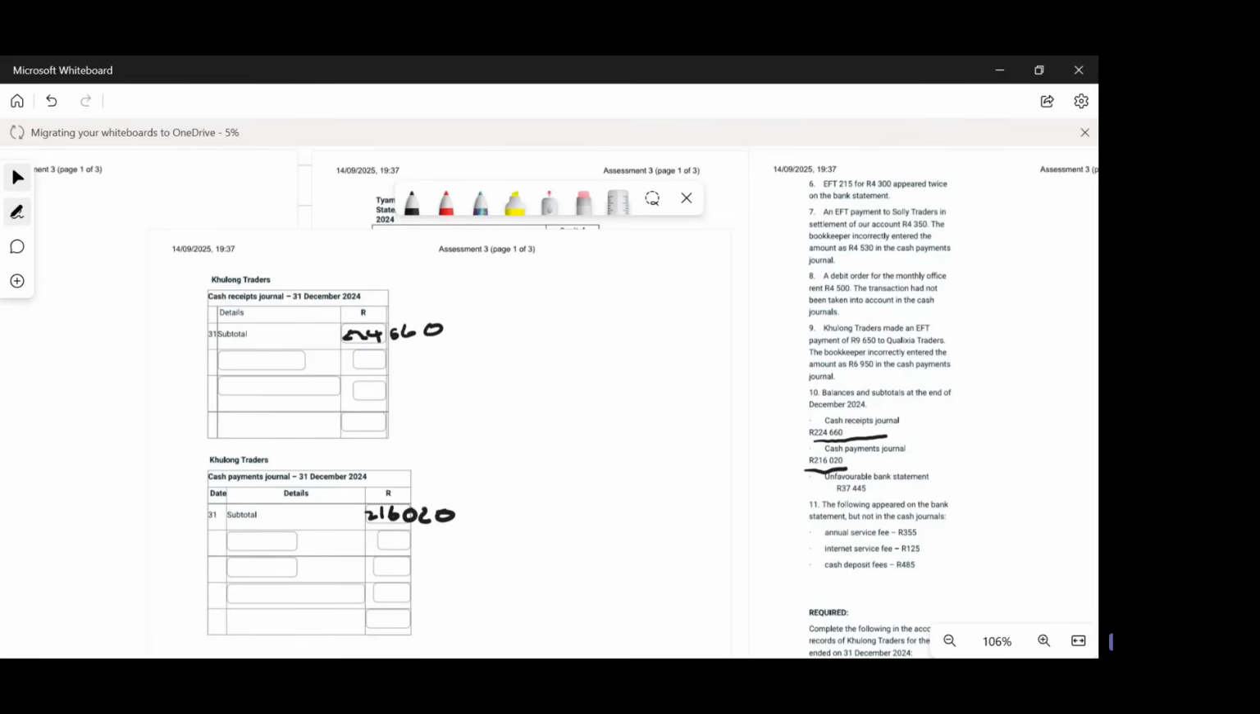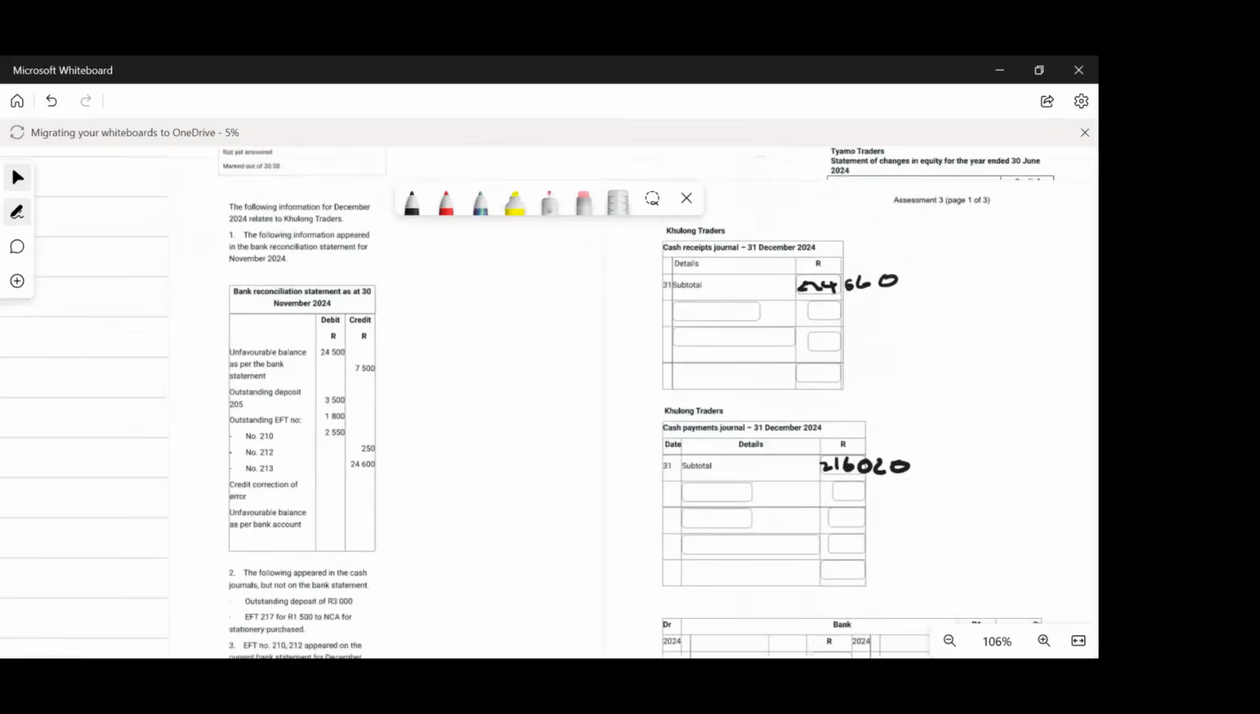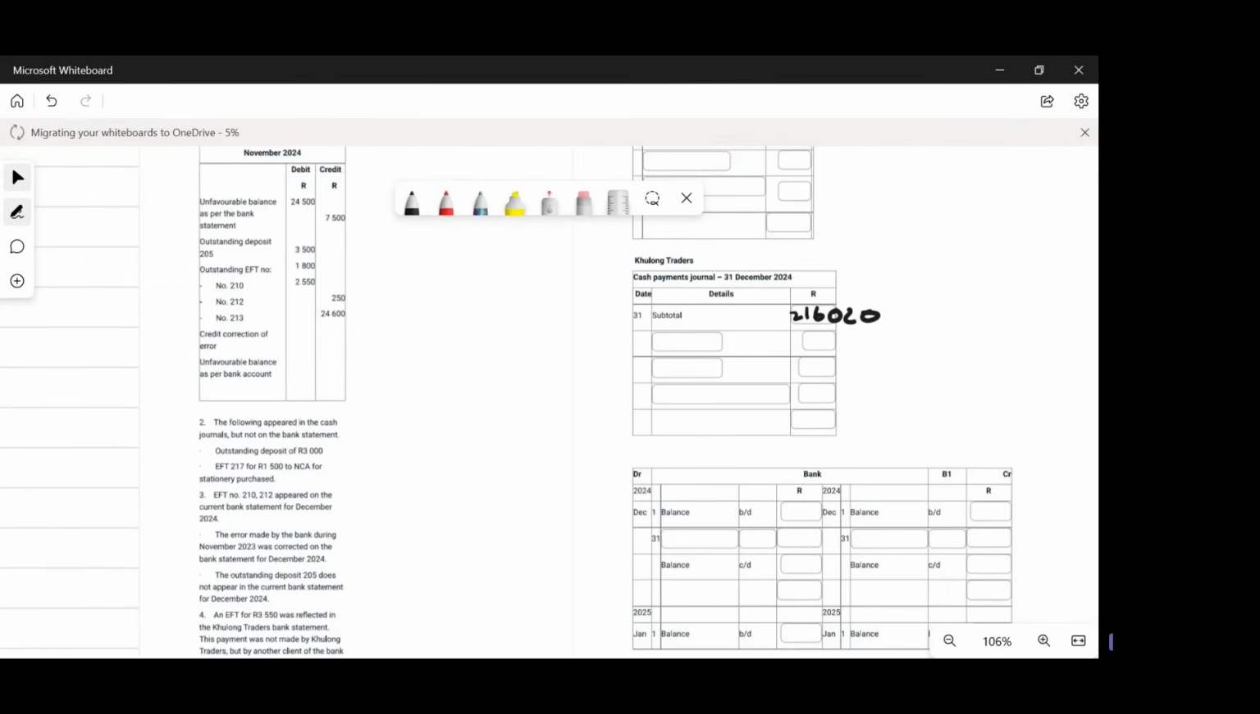And then now you go to your question paper and check to see. They'll always tell you that some transactions occurred on the bank statement but were not recorded in the cash journals. So now you figure out whether the transaction that was omitted, or that is not yet recorded in the cash journals, is recorded in the cash receipts or in the cash payments. So we go to our additional information.